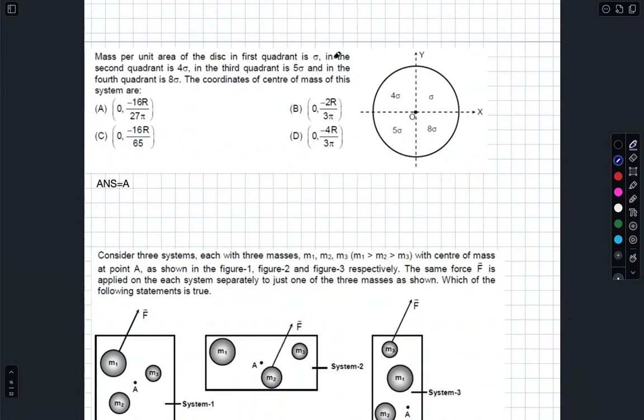Now, mass per unit area of the disk in the first quadrant is sigma. In the second quadrant it is 4 sigma. In the third quadrant it is 5 sigma. And in the fourth quadrant it is 8 sigma. The coordinates of the center of mass of the system are?